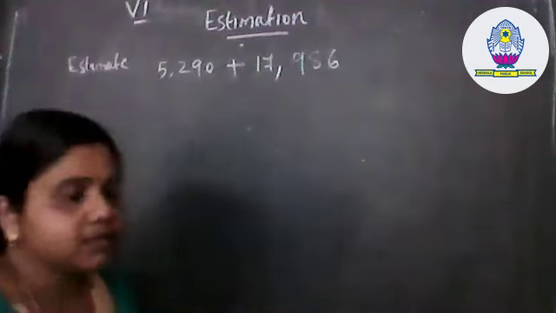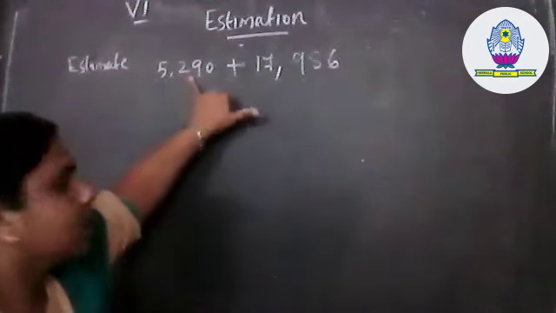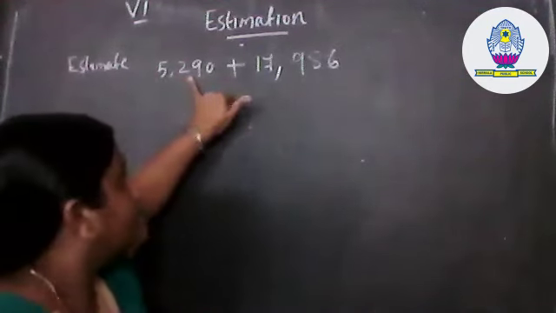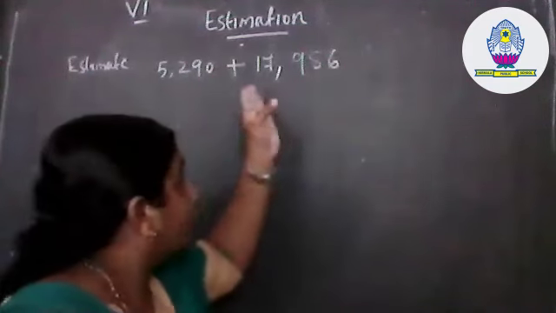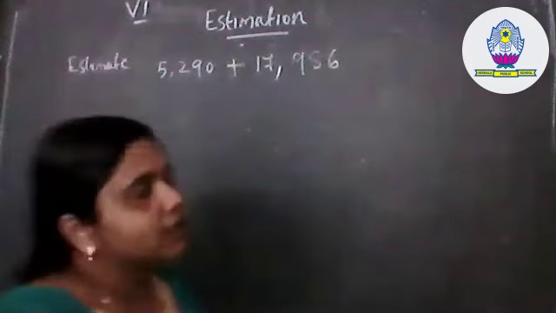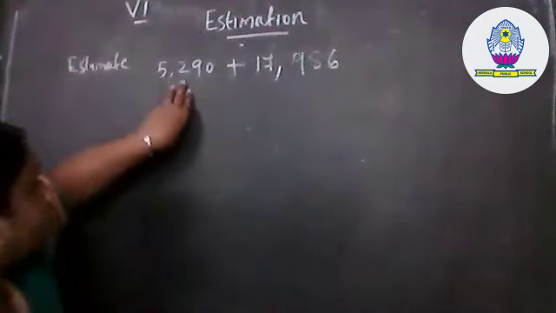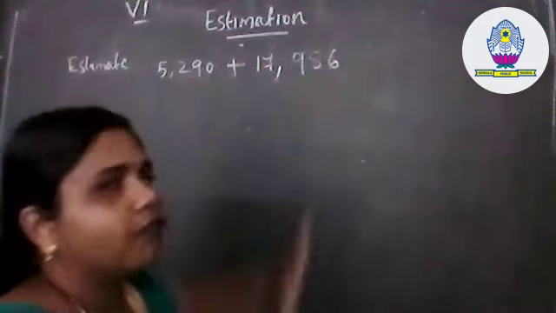Next problem is estimate the sum of 5,290 and 17,986. That is, to find the estimated sum. First, here 5,290 is a 4-digit number. This is a 5-digit number.